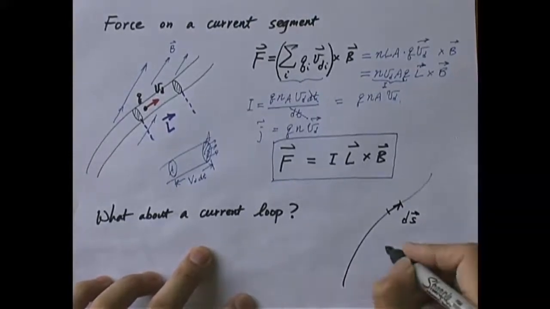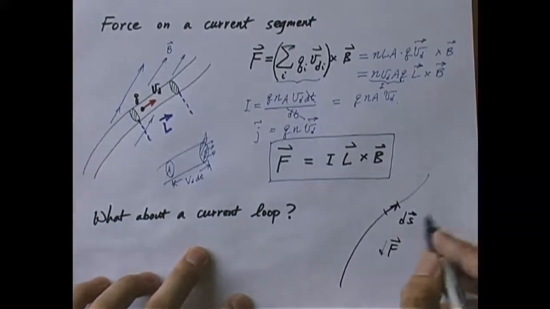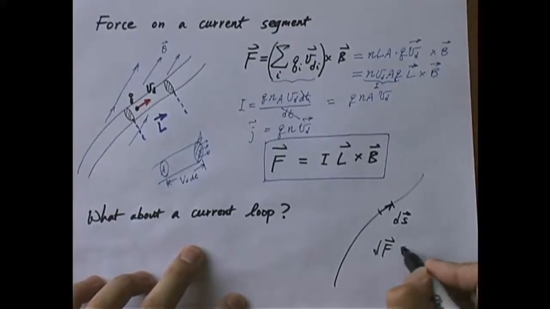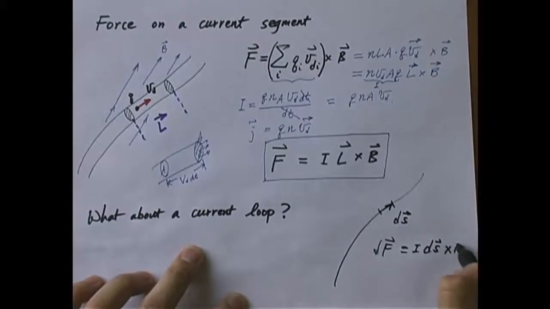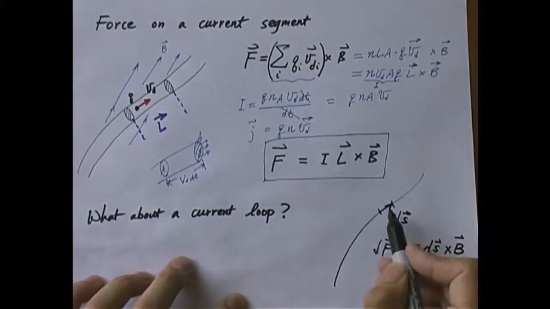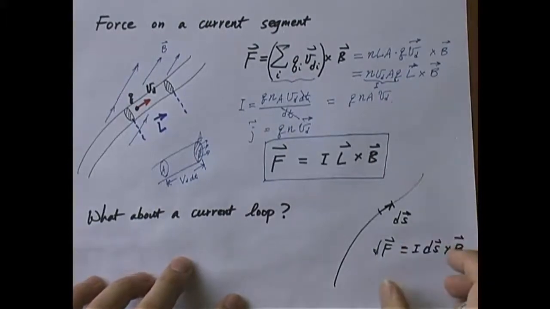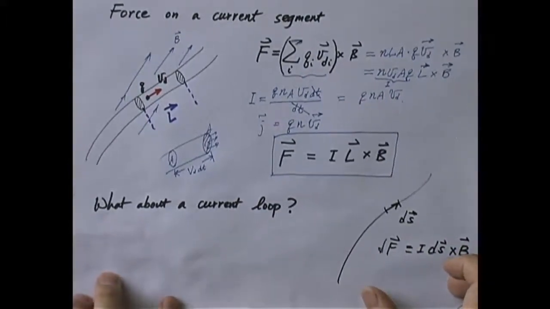That would be dF, right? dF equals what? I ds cross B. Be careful about that. ds cross B. It's the same I. No matter how short the segment is, the current through the entire wire is always the same, is I.